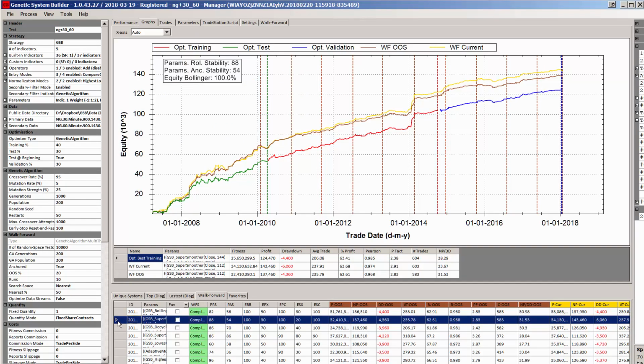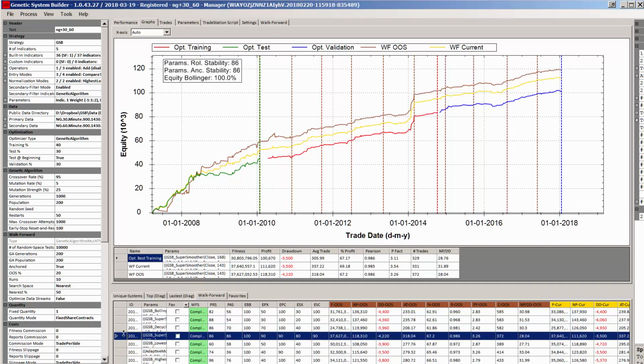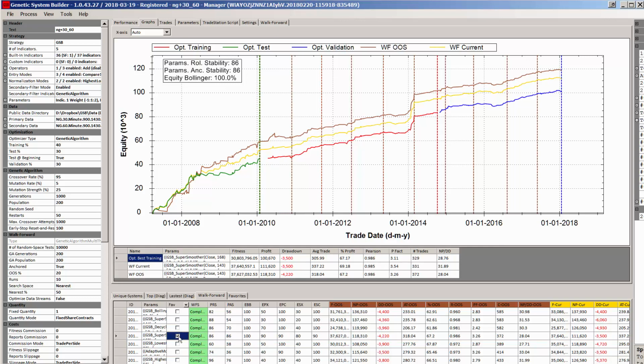The next one again, great performance metrics. 143,000, 6K drawdown, profit factor of nearly 3. This one here, stability of 70, again, fairly good metrics. This one here, an anchored stability of 86, a nice and high profit factor and a nice drawdown. So I really like that system there. And I may even put that one in the private forum for GSB purchases.